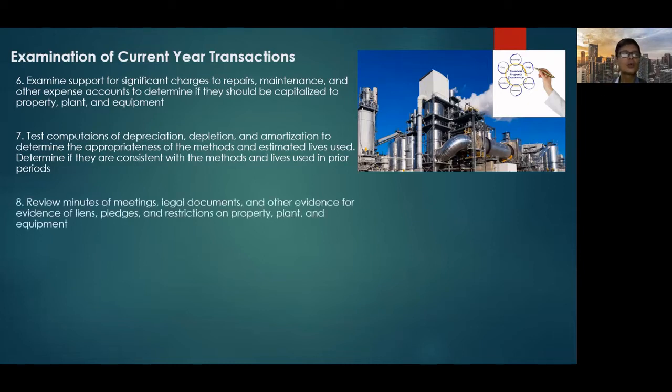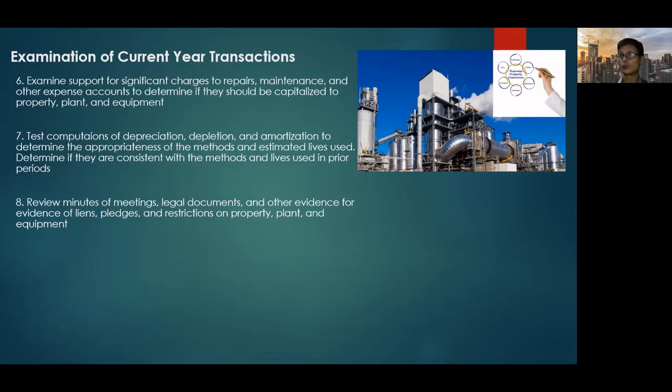Okay, next is yung review minutes of meetings, legal documents, and other evidence of liens, pledges, and restrictions on property, plant, and equipment. Kasi ito naman yung bang ownership, baka mamaya may iba na pala may-ari noon, merong it is mortgage, no? Okay, so there are restrictions doon.